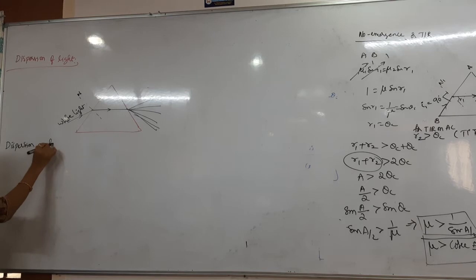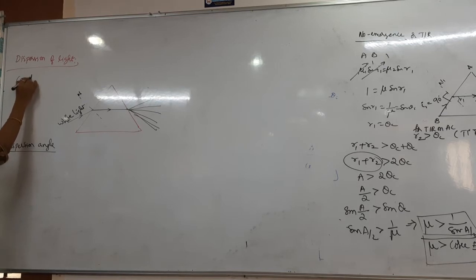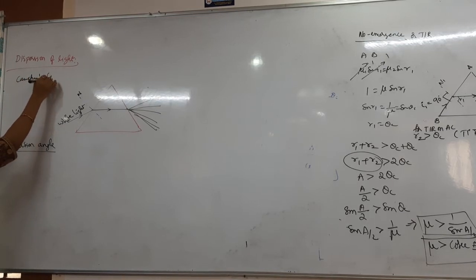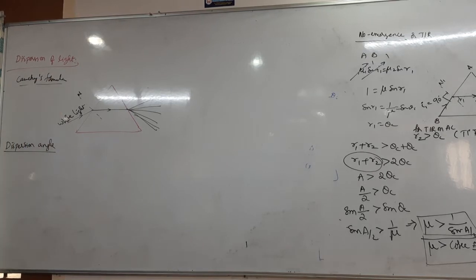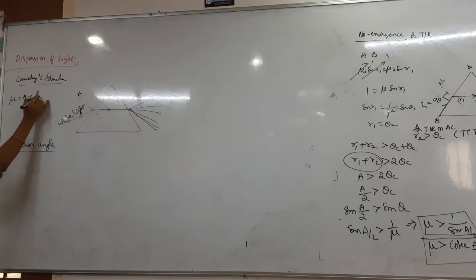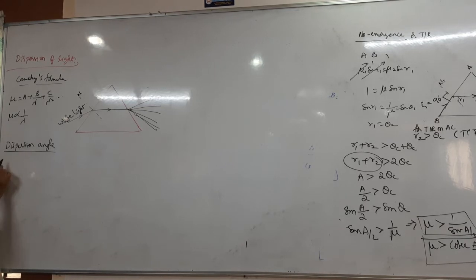Dispersion angle. Before that we will get the deviation conditions. So we know the Cauchy formula. What is Cauchy's formula? Don't turn the pages, you just try to recollect. What is Cauchy's formula? Mu is equal to A plus B by lambda plus C by lambda square and so on, I said. Correct? From this I got one condition, that mu is inversely proportional to lambda.